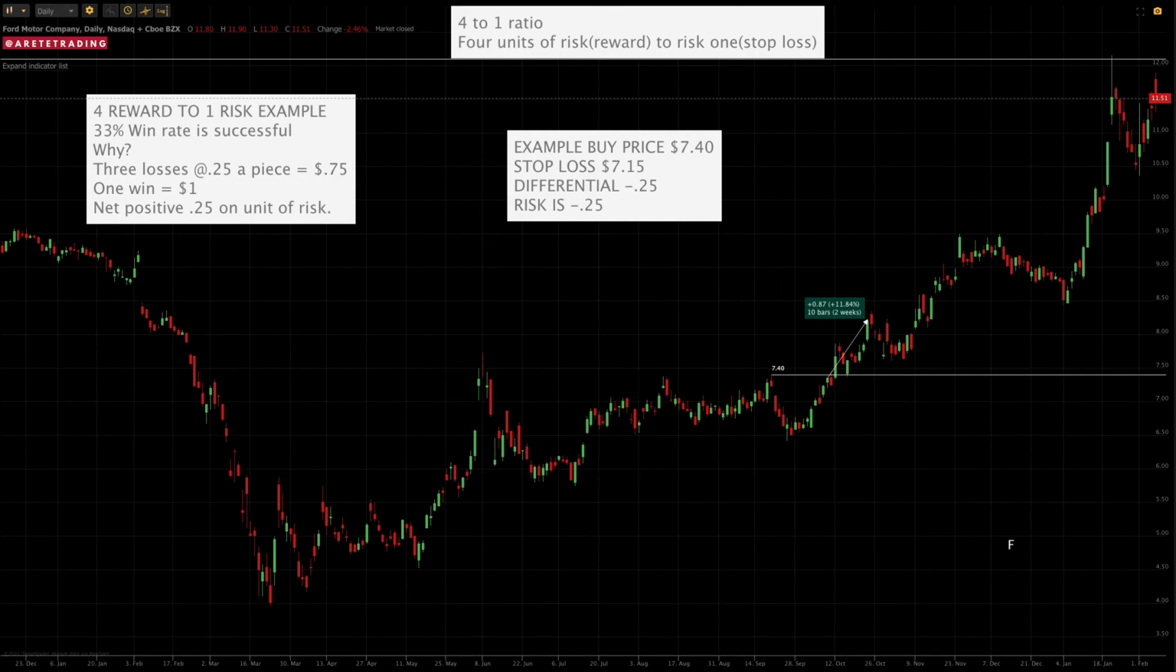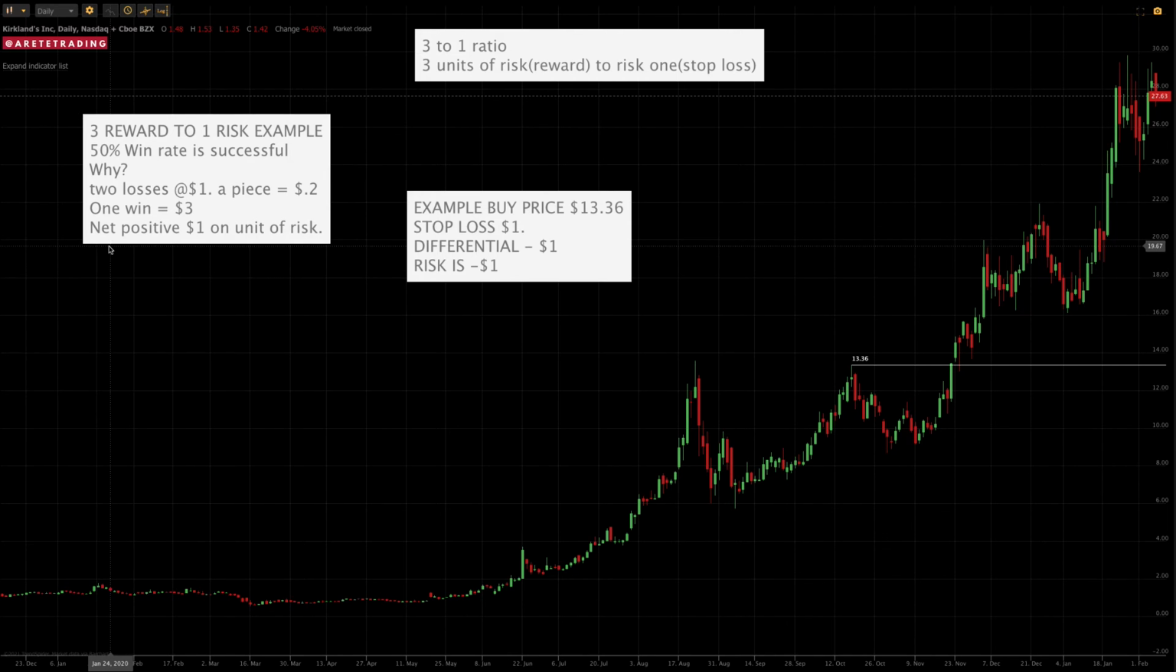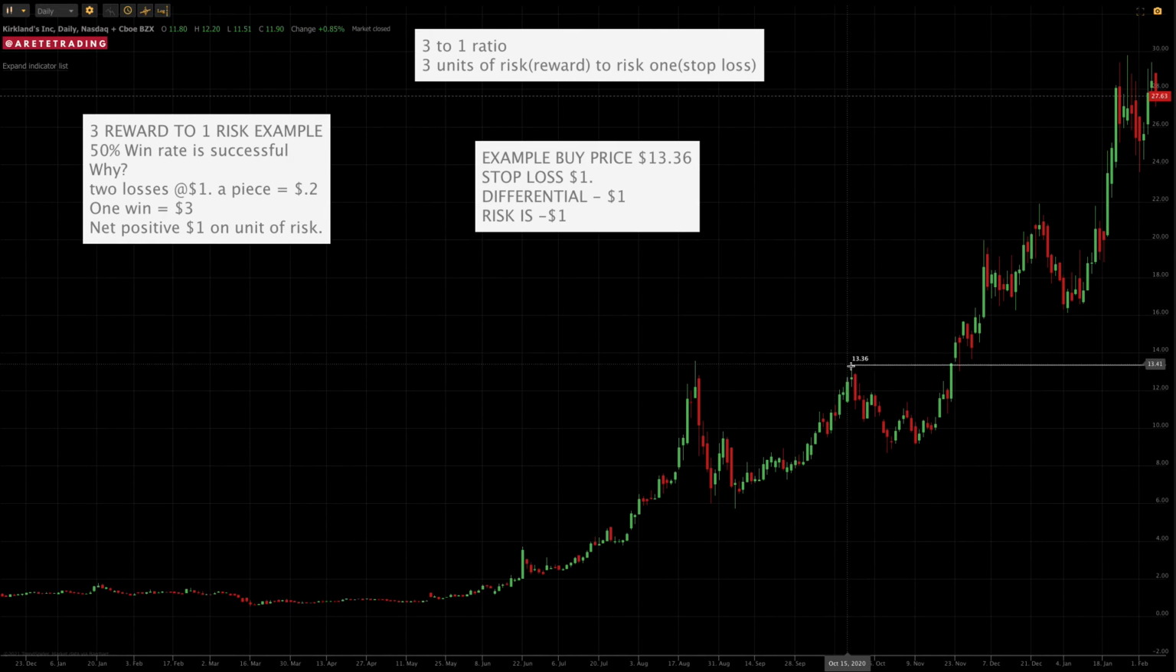Let's look at what 3 to 1 looks like. Okay. So 3 to 1, you really need to start getting to a place where you're at 50%, right? Where you need to be at that coin toss level, okay? So here at 13.36, we put a $1 stop loss on it, which gives us a $1 differential. So our risk is $1. So I need to make $3 on a trade, okay? I can only lose $2, right? So I can only lose twice to have 1 win, okay?